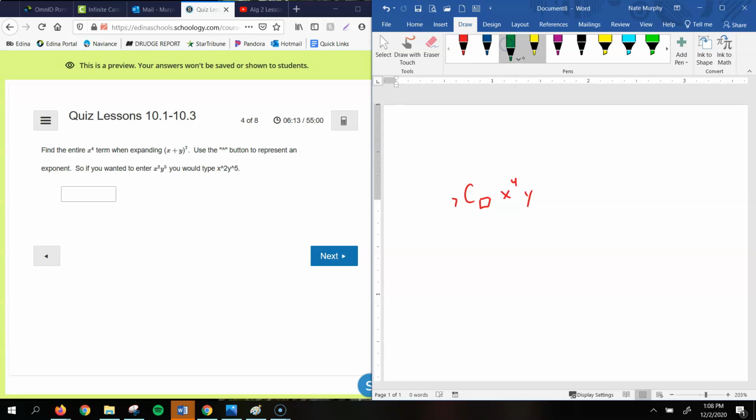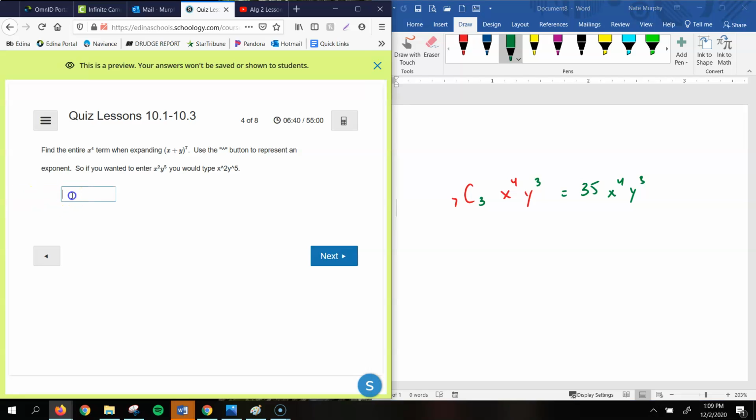So what that means is that the exponents have to add up to our degree, which is 7. So the y value has to be 3, so that means this has got to be 7 choose 3 as well. So the entire term, if we do 7 choose 3, would be 35. Let me just write that down, then I'll type it later. So we'd have 35 x to the 4th y cubed. So that would be your answer.